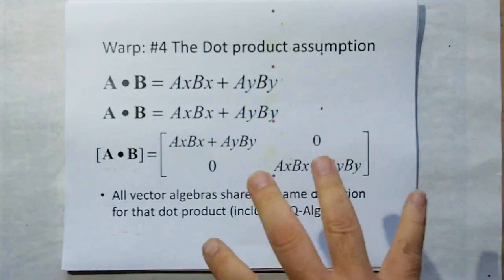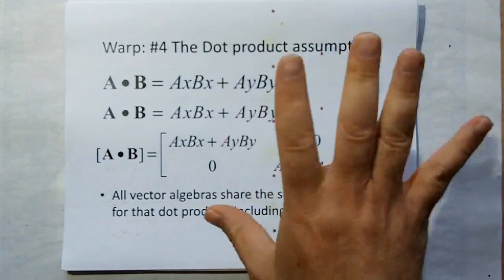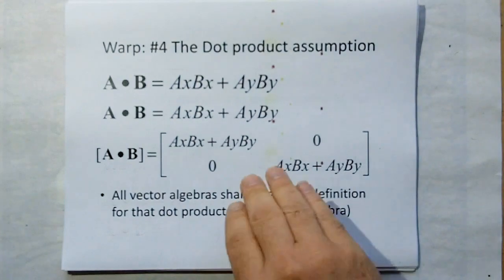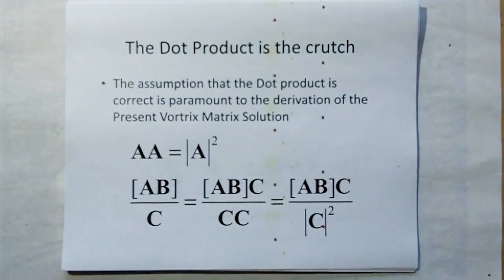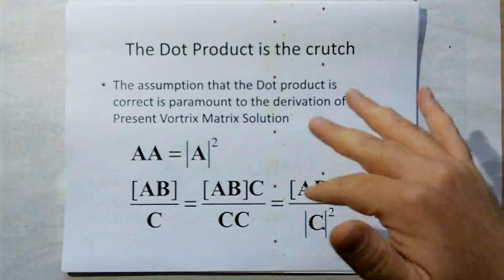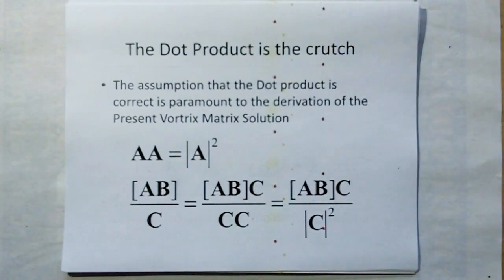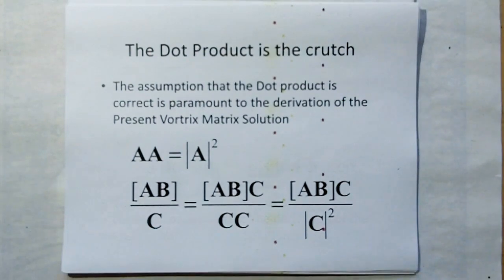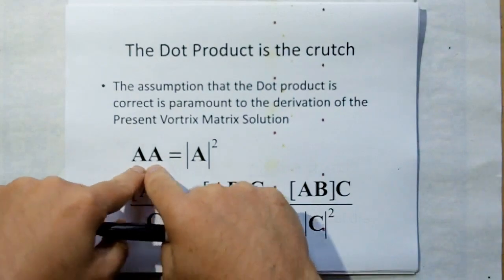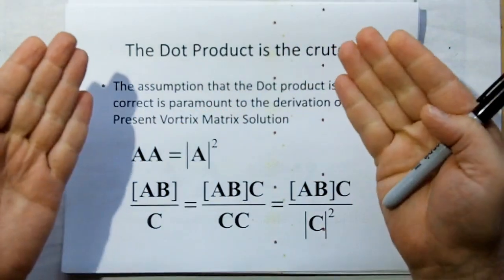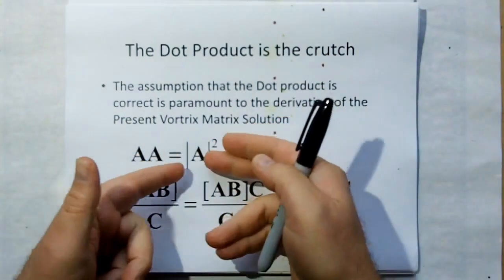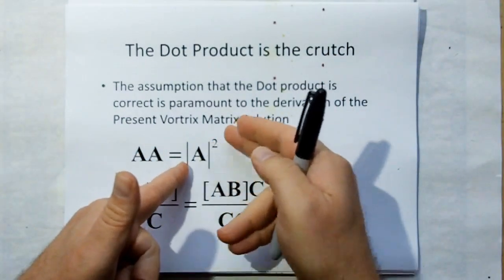Okay, and so when I was doing the video to show the derivation, it dawned on me: how do I know the dot product is right? Because the assumption that the dot product is correct is paramount to the derivation of the present Vortrix matrix solution. And the reason why is because we used the square vector. The square vector is a vector multiplied by itself, where the only part of the product that expresses itself is the dot product, and that works out to be a simple scalar of the amplitude of the vector squared.